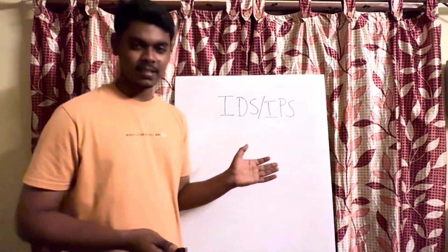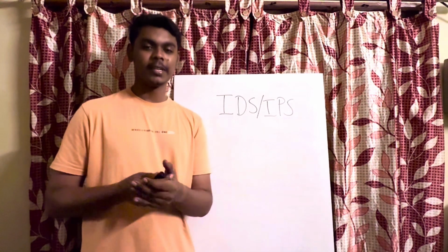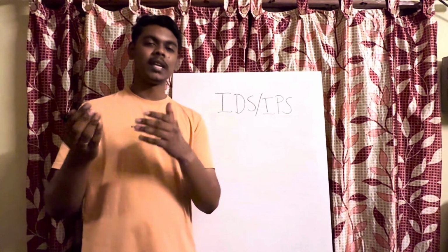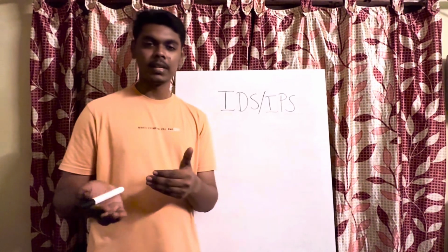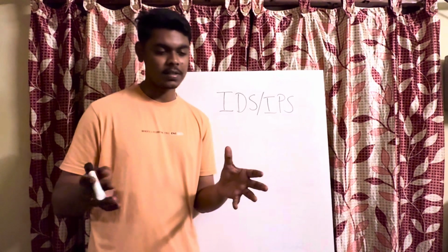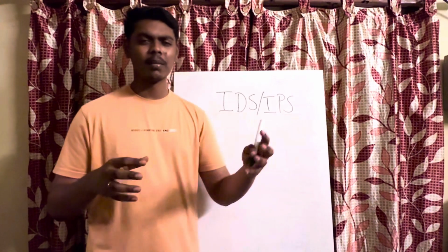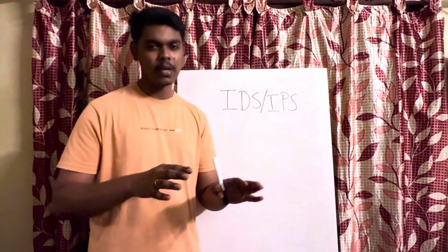So what is an IDS? An IDS is an intrusion detection system which monitors the network traffic or the system activities for any signs of malicious activities. It acts like a security camera watching everything but does not intervene in anything.